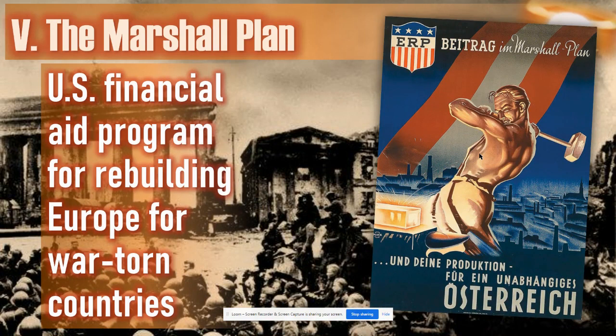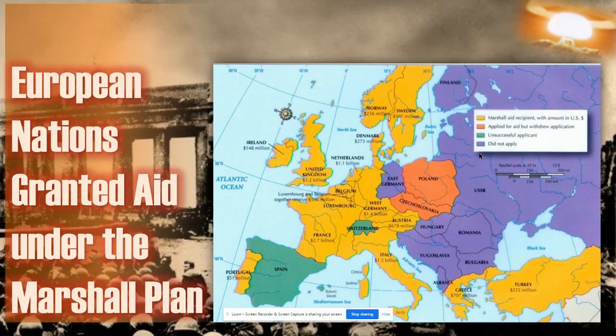Okay. And we also see this in the Marshall Plan, the U.S. financial aid program for rebuilding Europe for these various war-torn countries. If you look at this particular map here in regards to where the Marshall Plan was implemented and the amount of money that was given, the United States basically said, look, if you want money to rebuild, all you have to do is apply.